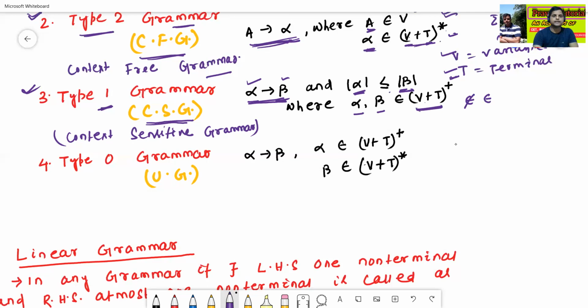Next we will see the type 0 grammar. Type 0 grammar is called UG. UG means unrestricted grammar.